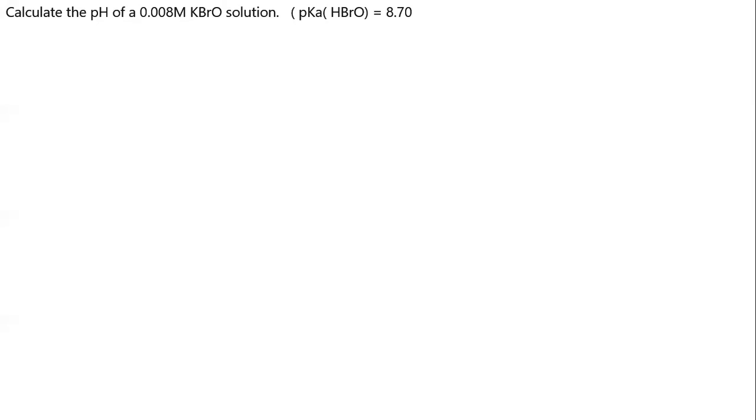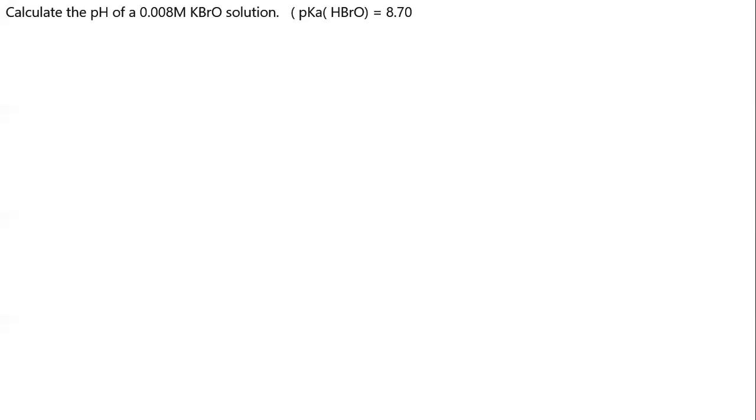And then the other category is the anions of weak acids. And these occur as salts. So for example, fluoride, bromate, hypobromate, nitrite. These are all anions of weak acids, so they're weak base solutions. So here we want to calculate the pH of a 0.008 molar solution of potassium hypobromate, and it gives us the pKa of the weak acid.